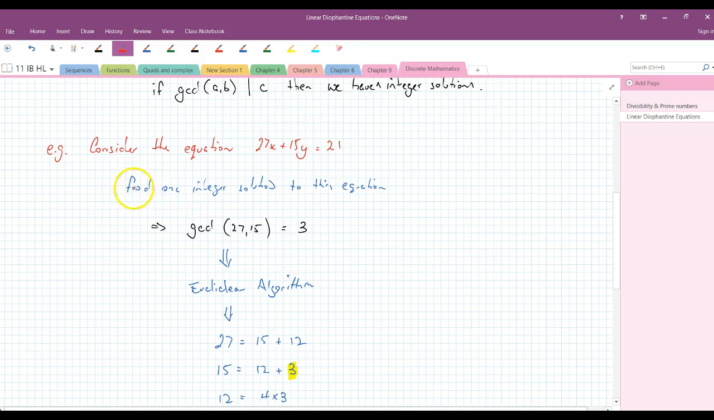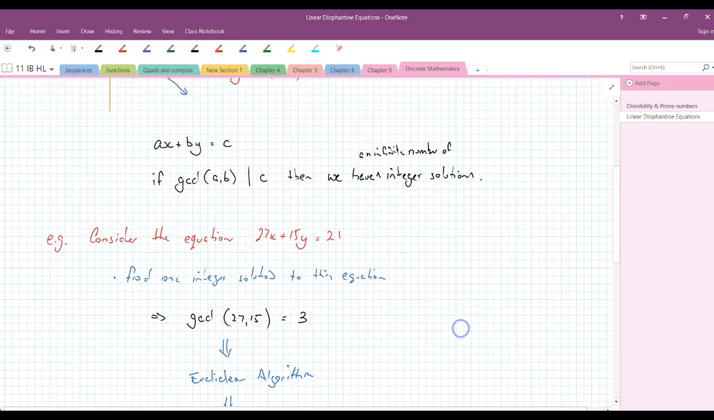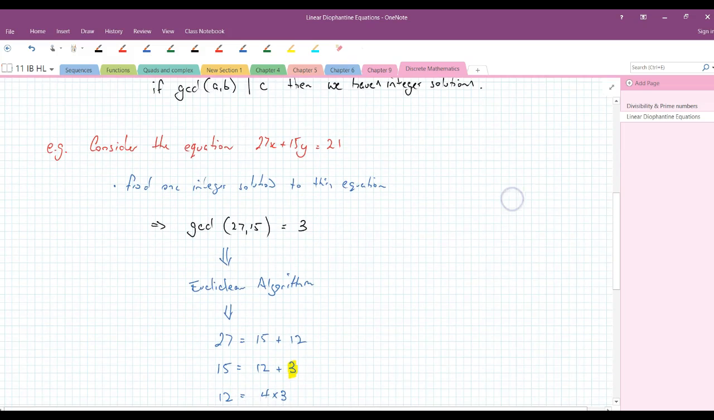So the first job was to find one integer solution to this equation. Now what we're going to do next is find the general solution to this equation. We're going to find all the other infinite solutions. Remember, if the greatest common divisor of A and B divides C, then we have an infinite number of integer solutions. We find one and then we find the rest.